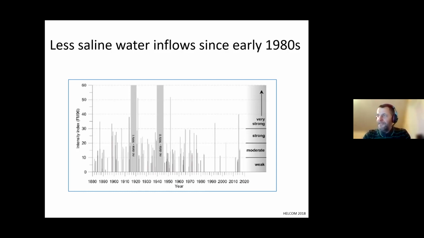And this means that under increasing global warming there are more river inflows to the Baltic Sea. The Baltic Sea gets less and less saline over time.